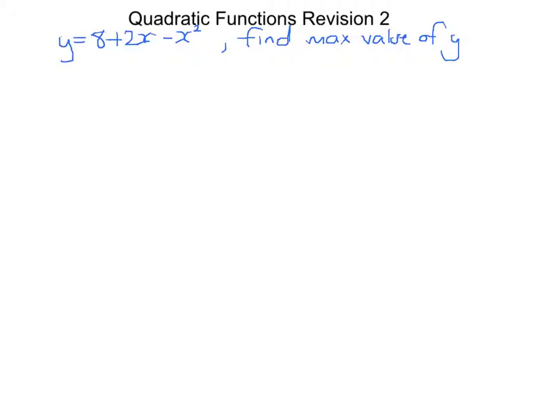Now for this question we have the equation negative x squared plus 2x plus 8, or 8 plus 2x take x squared, and we're asked to find the maximum value of y. Now this is a negative x squared graph, so that's the shape that it's going to have. So essentially what we need to do is find the turning point, and the y coordinate of the turning point is going to be our maximum value of y.